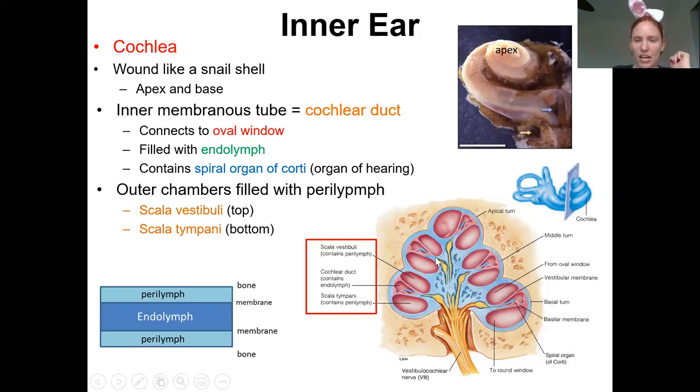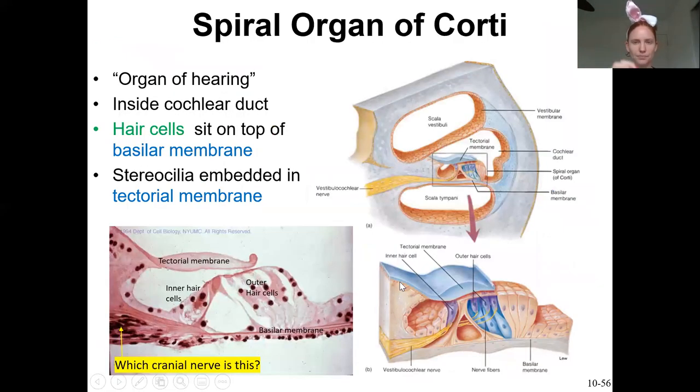Okay, so what we're looking at here is just the transverse section through it. And what we're going to be looking at now is that spiral organ of Corti with more detail. Again, if you have a spiral around and you cut it in half, we're going to look at this part right here. Looking at just this piece right here, this is what it looks like in the microscope.